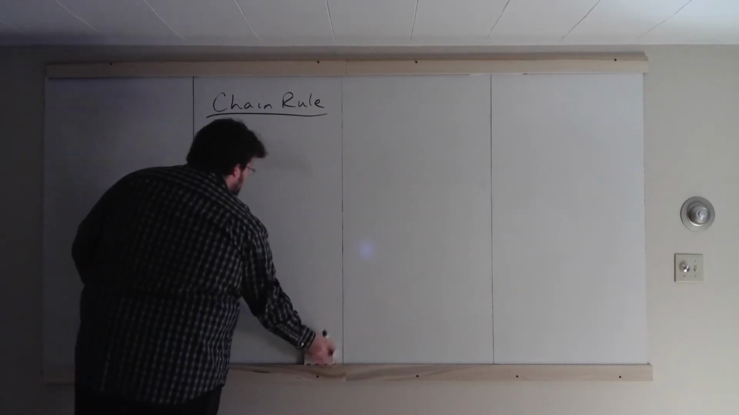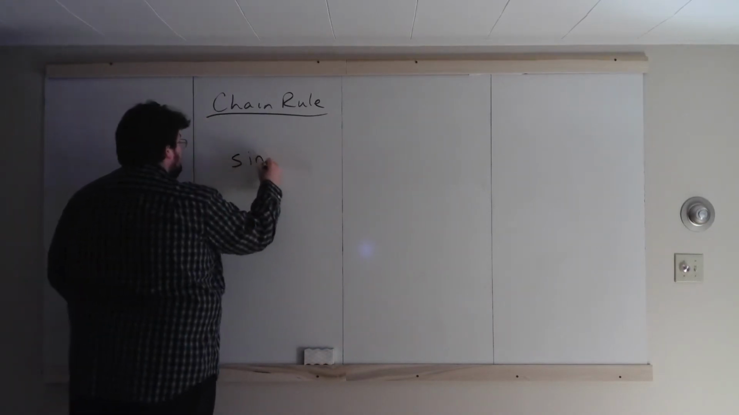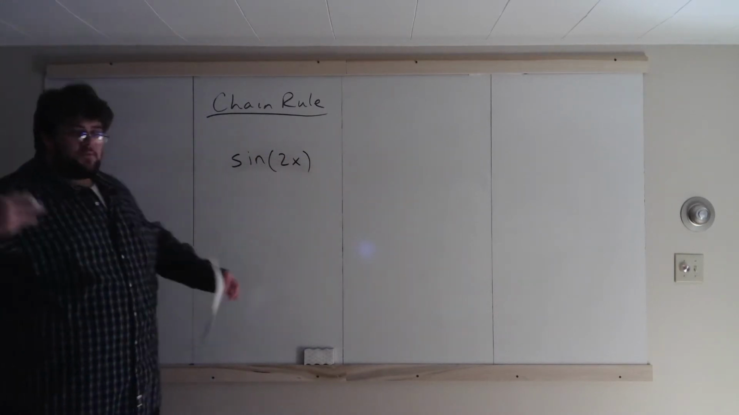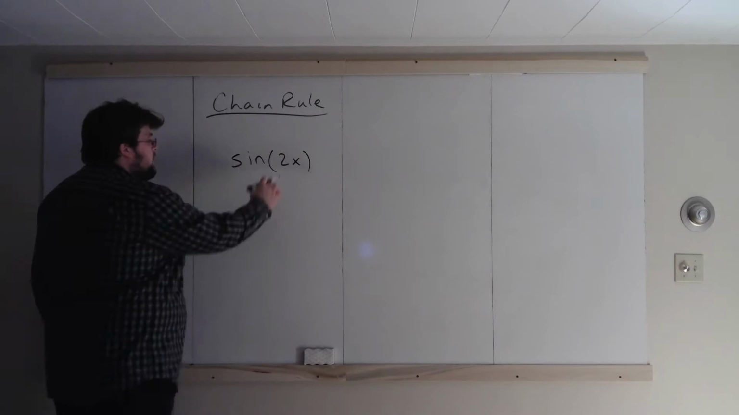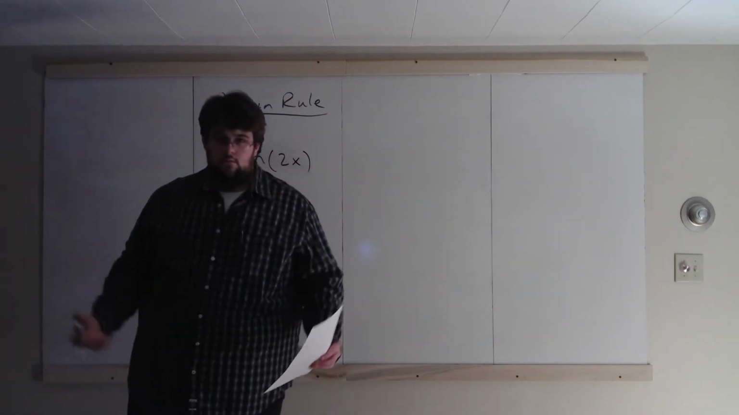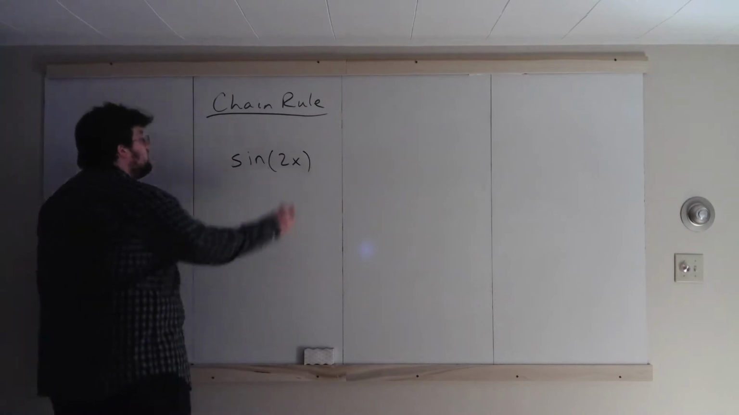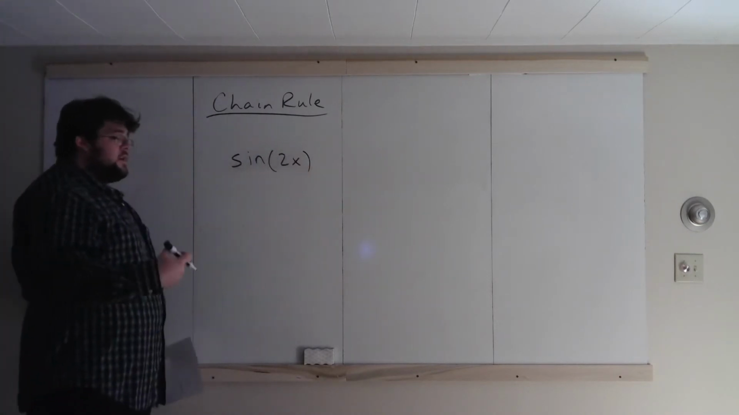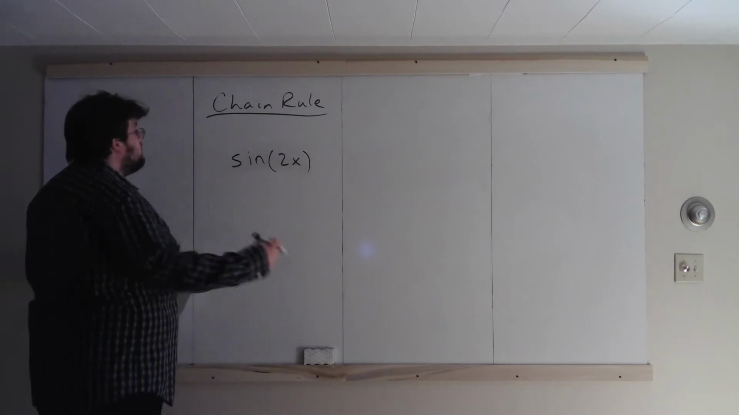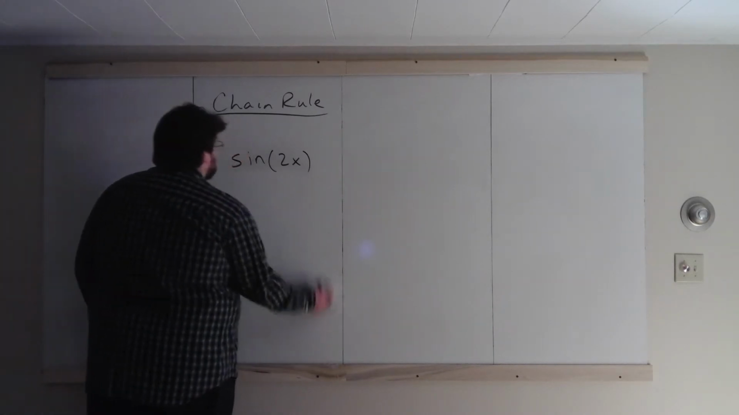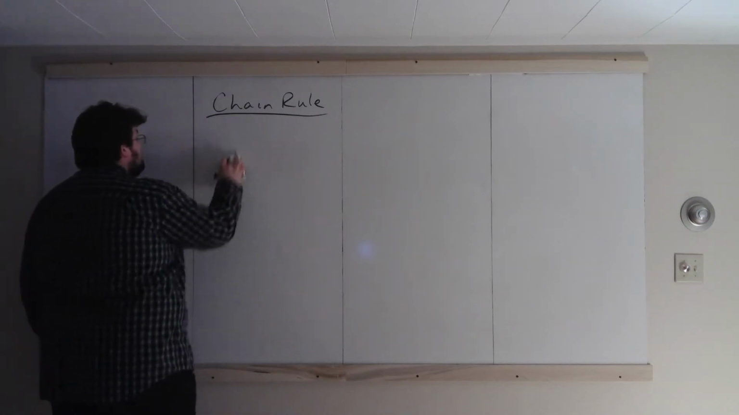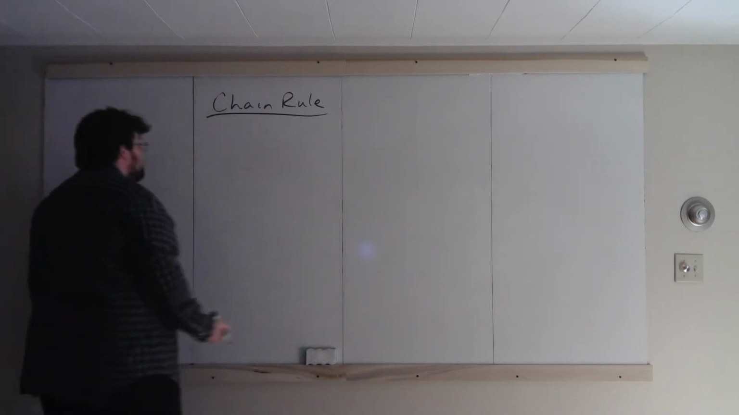But we can't yet take the derivative of something like sine of 2x, where in here we have more than just an x. All of those rules, those 22 rules, apply with just an x on the inside. Here we have a 2x, and we can't take that derivative. But using the result called the chain rule, we can. So let's write down the chain rule.